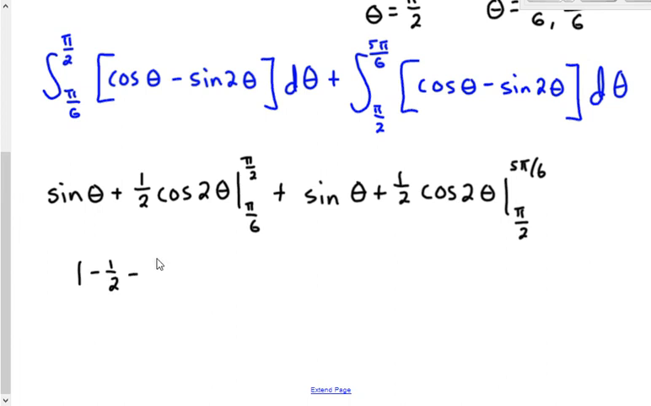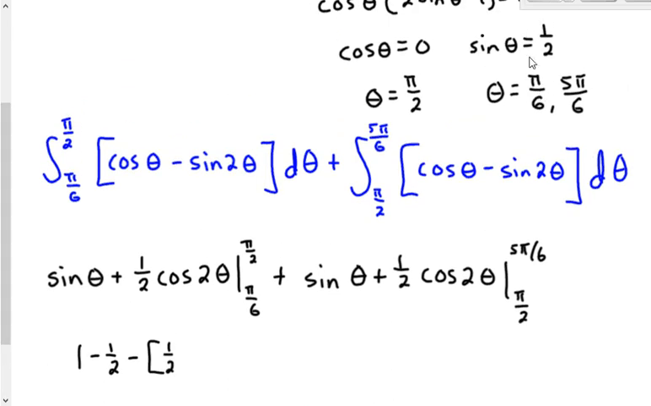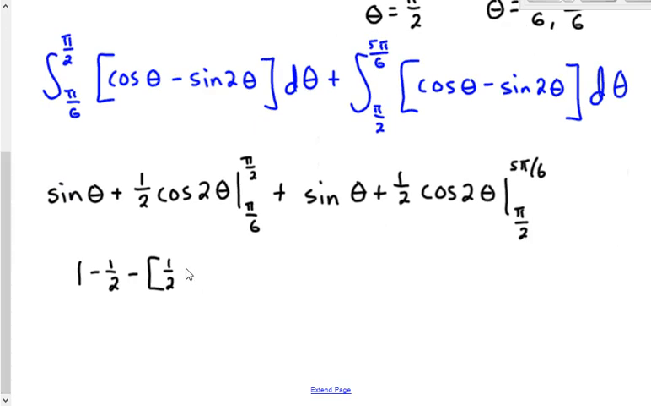And then minus, put pi over 6 in there. Sine of pi over 6 is 1/2, which it better be. That's how we got the pi over 6. We set sine of theta equal to 1/2. And then plus, put pi over 6 in here, multiply it by 2, we get pi over 3. Cosine of pi over 3 is 1/2, times 1/2 would give me 1/4.